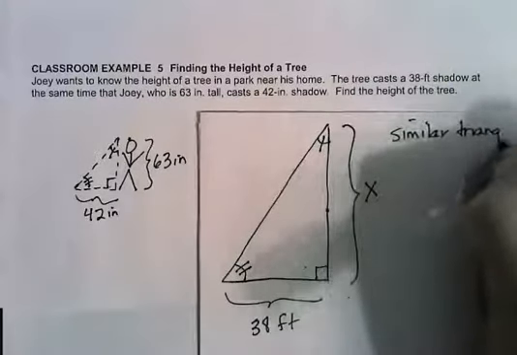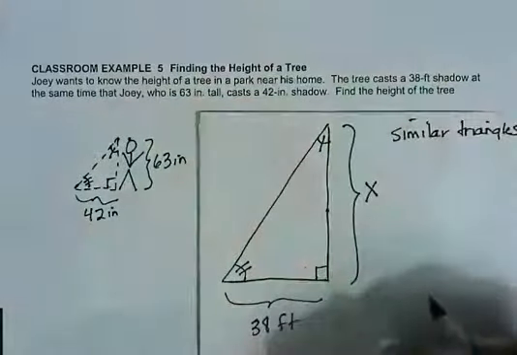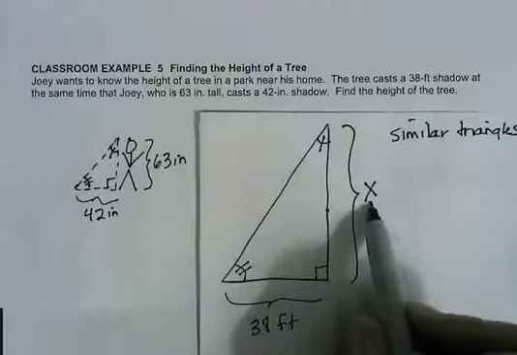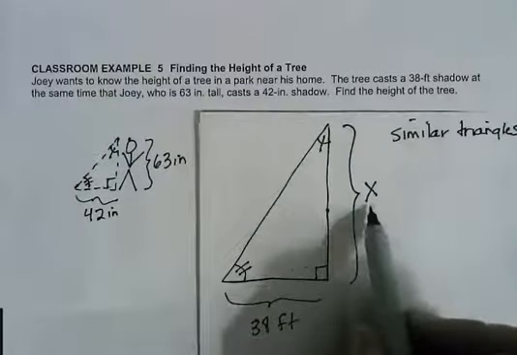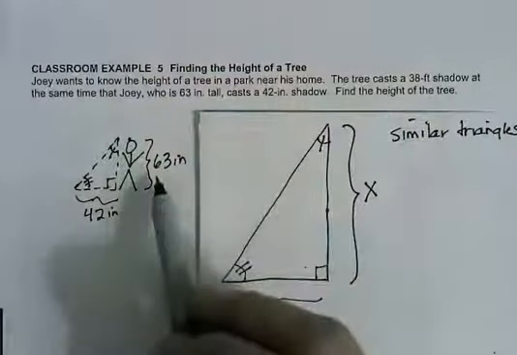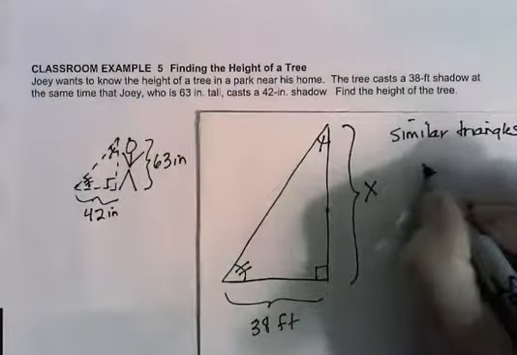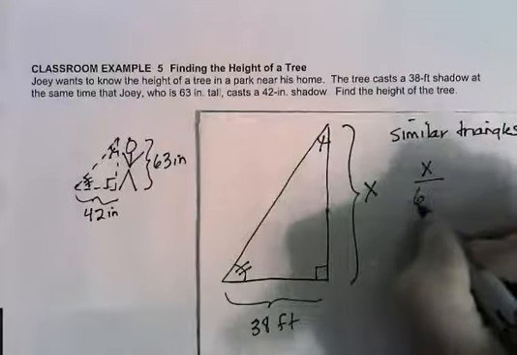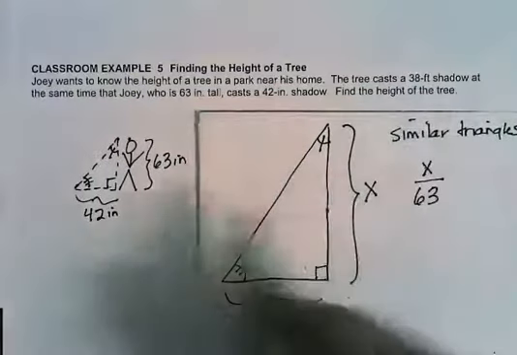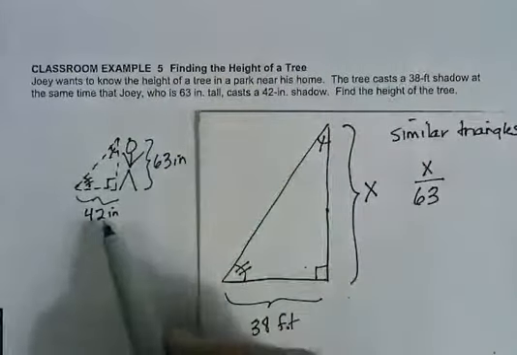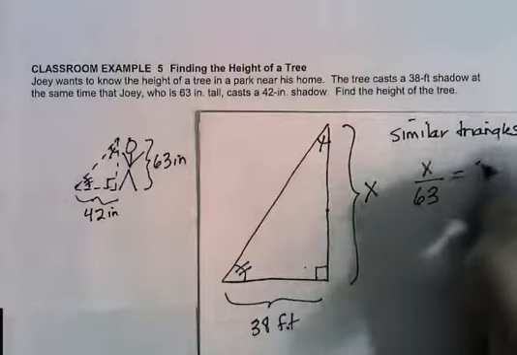So if we can match up all the angles, then we know we have similar triangles. That means that corresponding sides are proportional. So if we want to find the length of this side, we want to look at the corresponding side in this picture, which would be the 63 inches. So we look at that ratio, x over 63. That has to be the same as the ratio of this side to its corresponding side in this triangle.